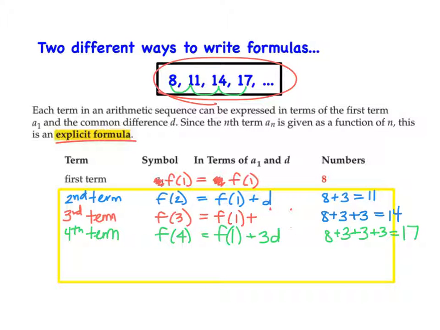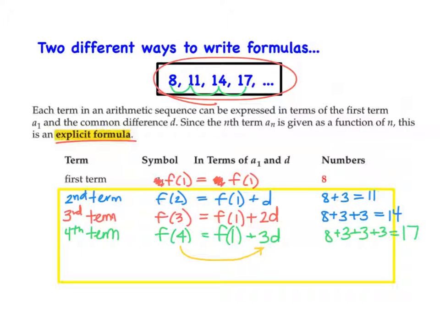Pay attention, I'm going to adjust. Instead of putting plus 2d in red right here in the middle, I'm going to change that. I want you to notice a pattern. When I found the second term, I added d one time. When I found the third term, I added d twice. When I found the fourth term, I added d 3 times. I just want you to really connect: every time you're adding one less d than the number term you're finding.